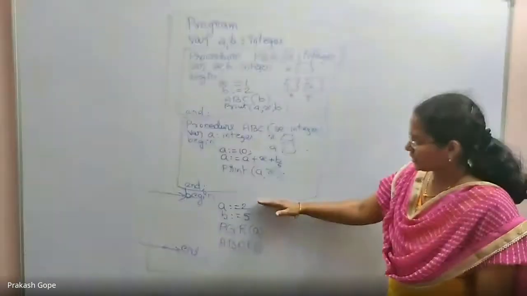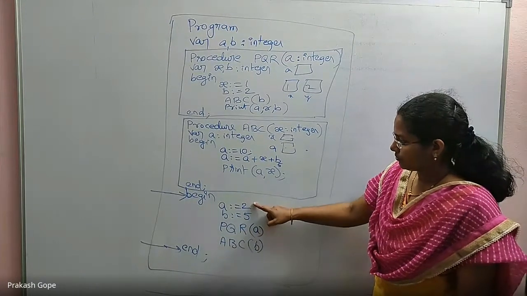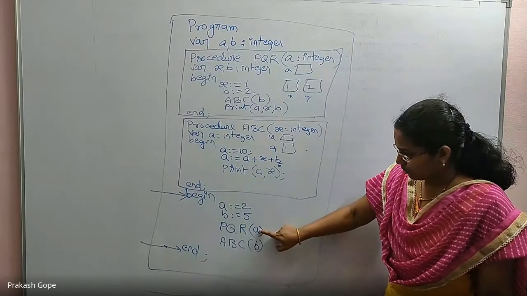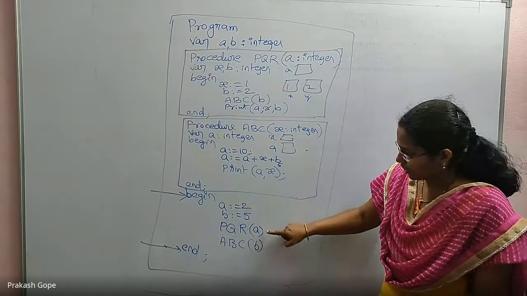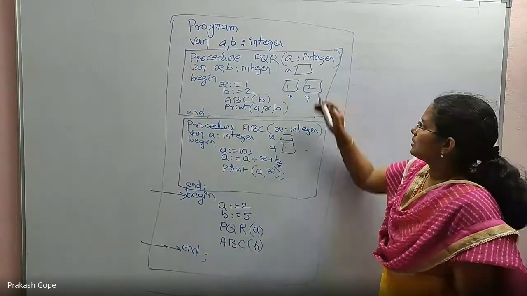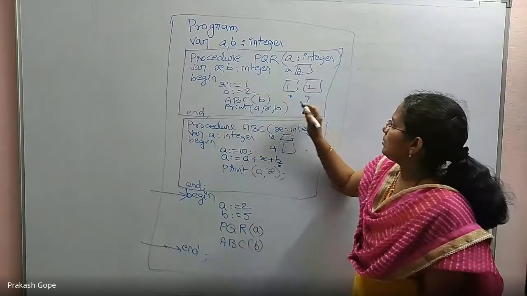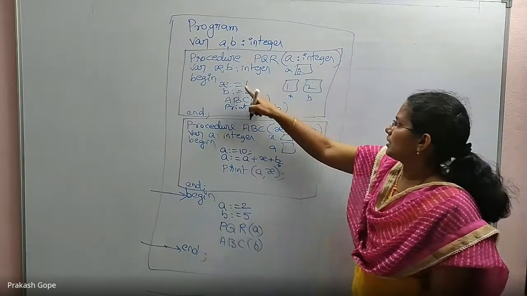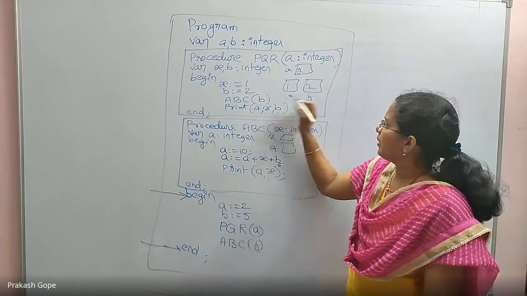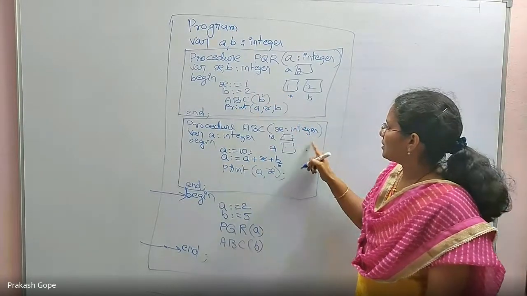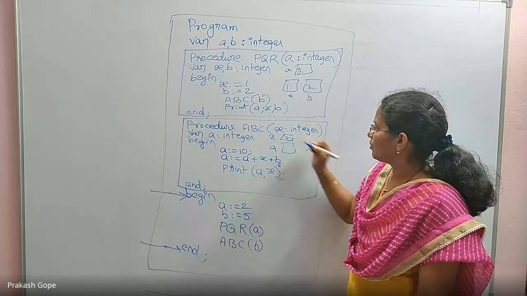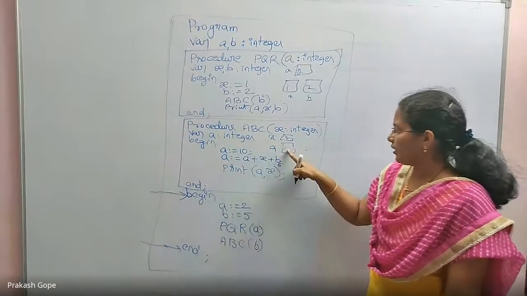Let us start executing. A equal to 2, B equal to 5. Call PQR with A. A value is 2, and 2 will be copied to the locally declared A. Then I have two local variables X and B. X value is 1, B value is 2. Call ABC of B. B value is 2, so I am calling the ABC function with value 2, and 2 will be copied into the formal parameter X. Then there is a locally declared variable A also.